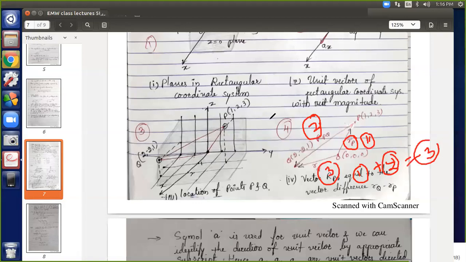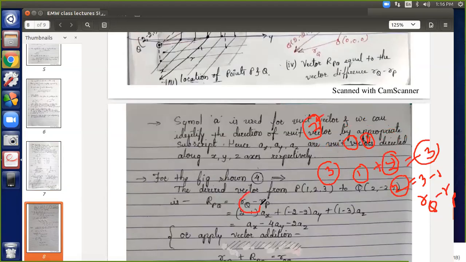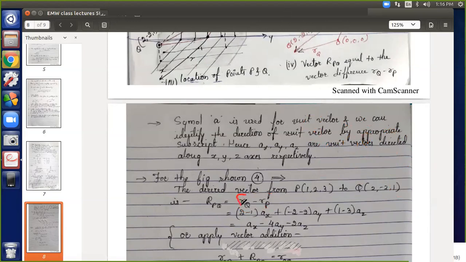Now what do we want? The second line we want. So second line is equal to third line minus first line. What is the third line? Third line is R suffix Q, and the first line is R suffix P. That is what is written here: RQ minus RP. From that triangle, we have got this. Okay. Now, coming to the values, how we got RQ, 2 minus 1, I will give you.